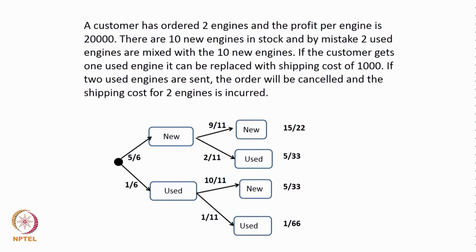Another example, a customer had ordered 2 engines and the profit per engine is 20,000.